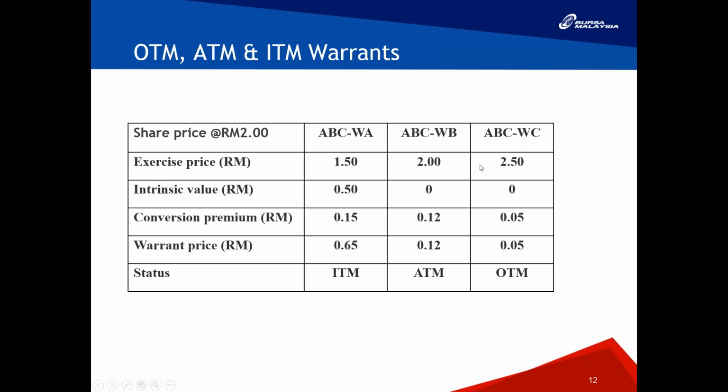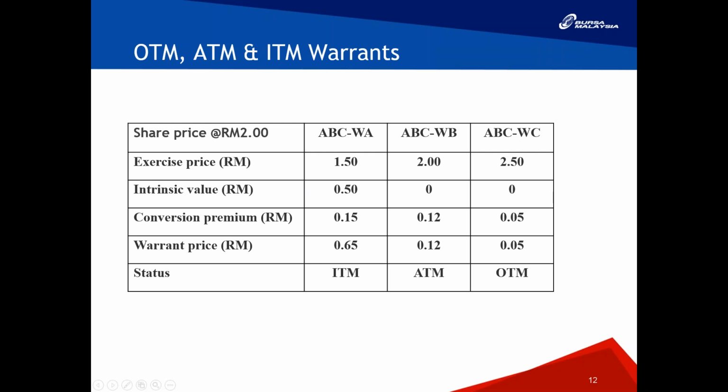Now, if you do the computation, it will be 2 ringgit minus 2.50, and you will say, well, it's negative 50 cents. Now, intrinsic value is always positive. It is either 0 or it's positive. In this case, it is 0. It is not minus 50 cents.